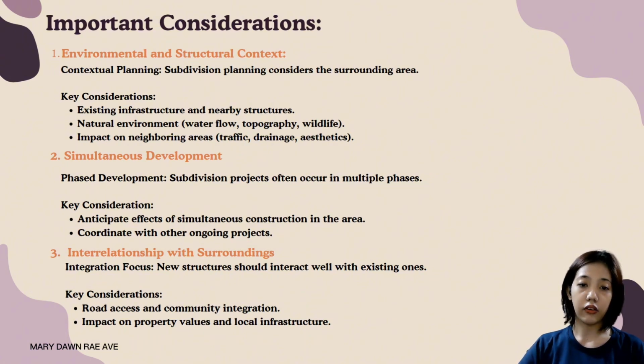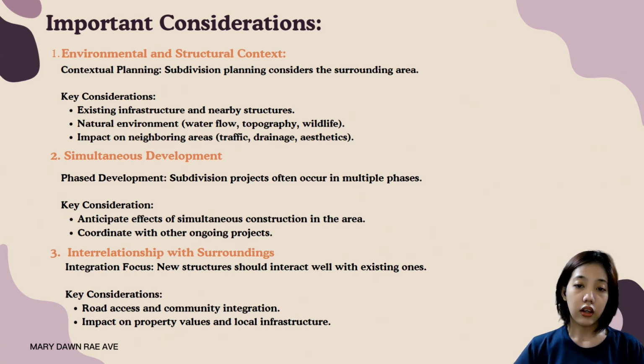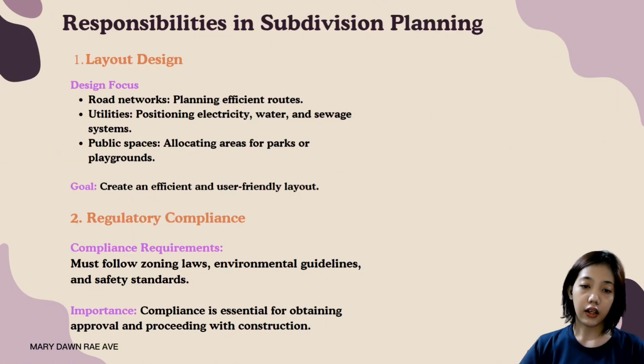Third is interrelationship with surroundings. A well-planned subdivision considers how new structures will interact with existing ones. It involves studying factors like road access, community integration, and potential effects on property values and local infrastructure. Then, what are the responsibilities of subdivision planning?